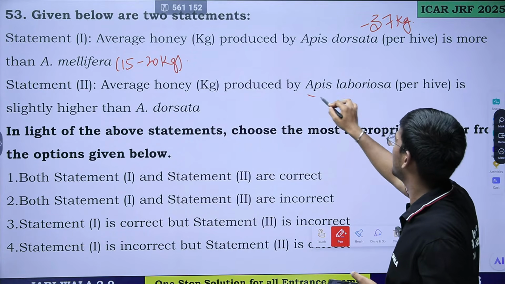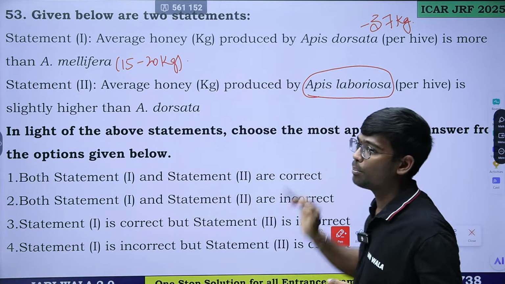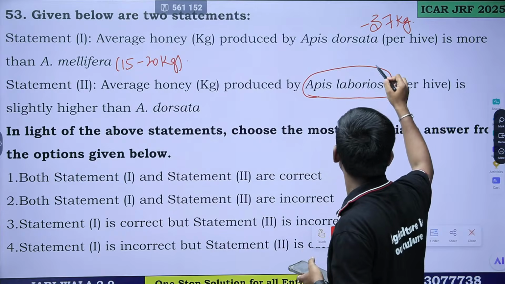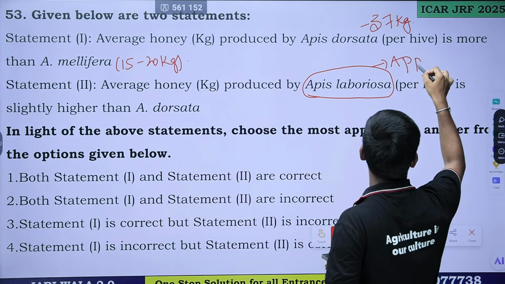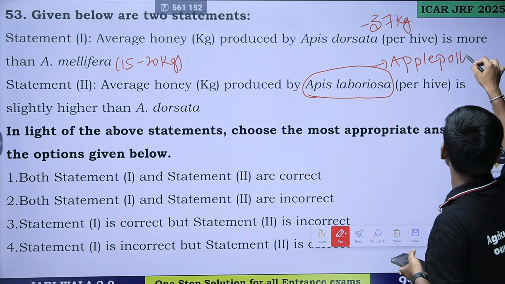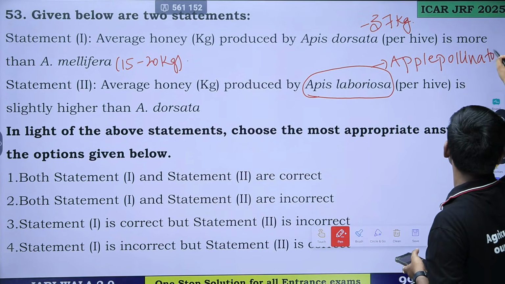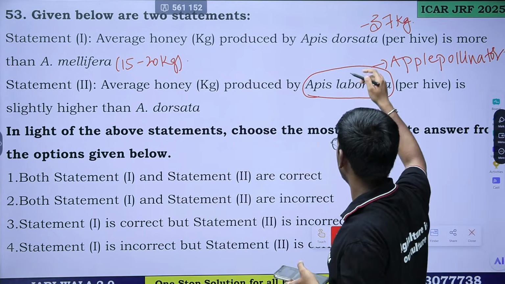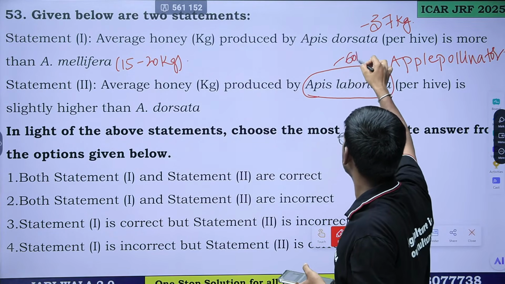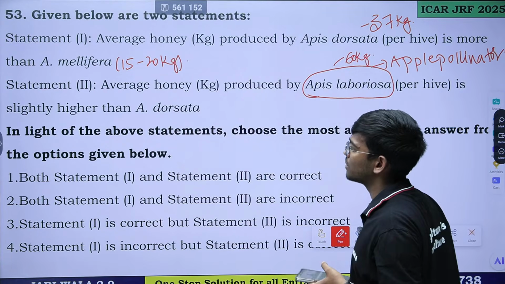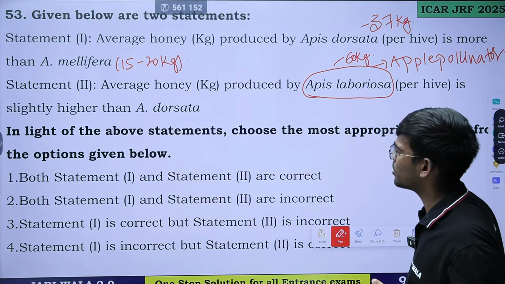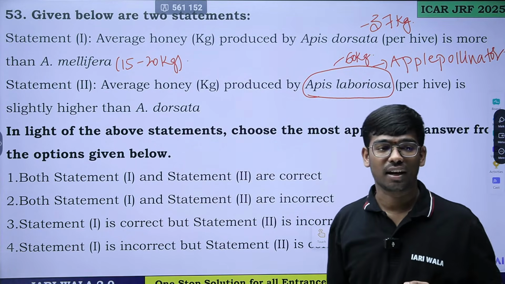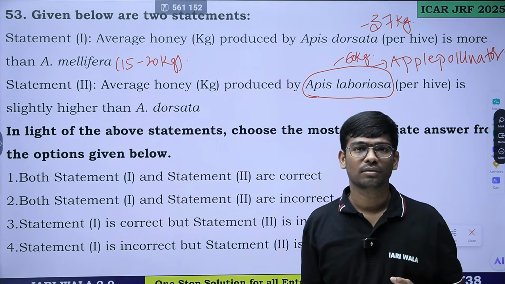Apis laboriosa is an important pollinator in the apple crop, and it produces 60 kg, slightly higher than dorsata, which is 37. So here both the statements are correct.